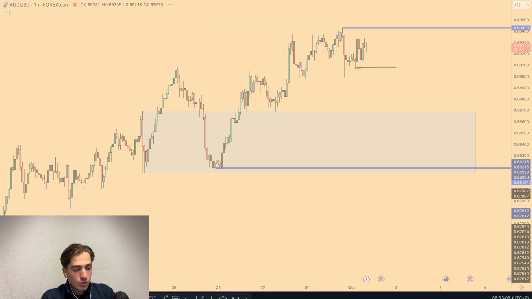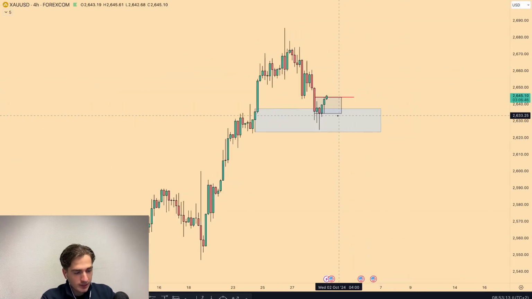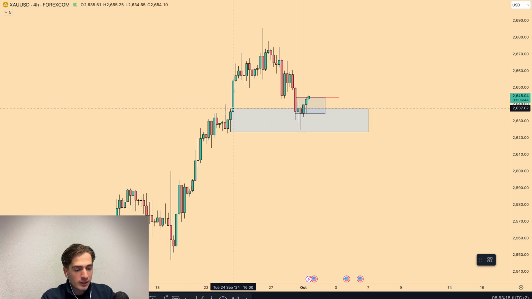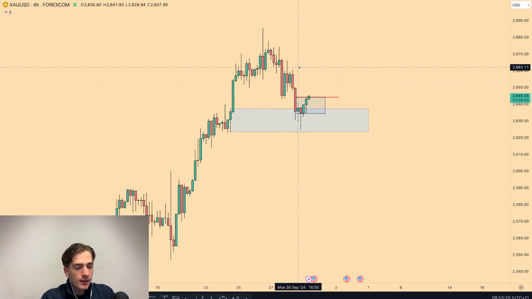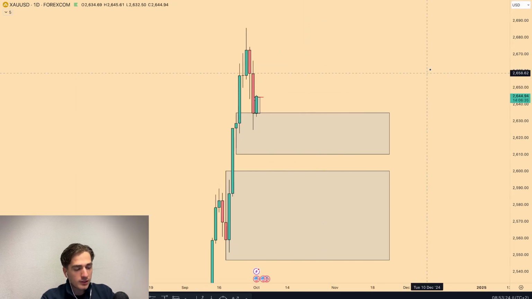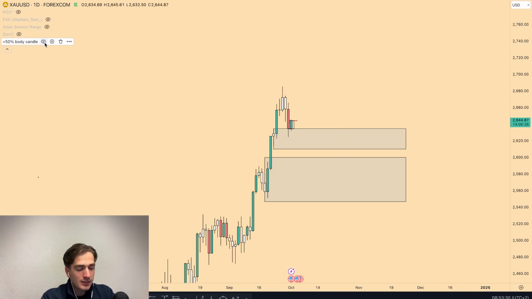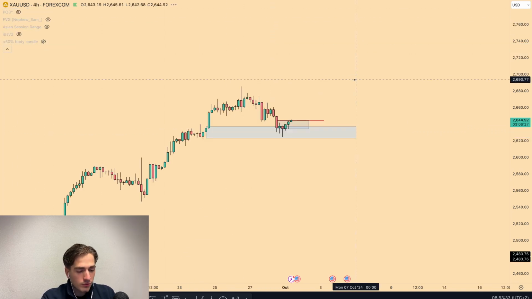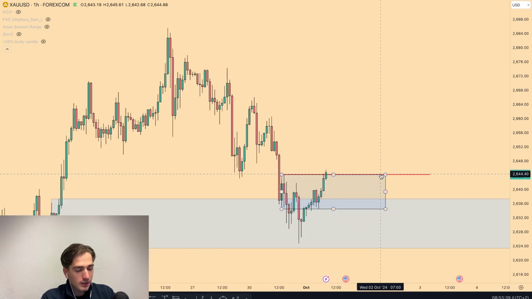Going into gold, last of all, I am looking for longs. I explained this yesterday on YouTube. What I'm looking for is obviously this imbalance that we have over here to push gold up higher and see new higher highs be formed. Going into the daily real quick, you can clearly see that the daily is still extremely bullish. This was the daily imbalance. If we use the 50% body candle indicator, you can very clearly see that's the daily imbalance. Then going towards the 4-hour time frame, you can also see it's a 4-hour imbalance. So there's a lot of confirmation that that could be a strong imbalance zone.